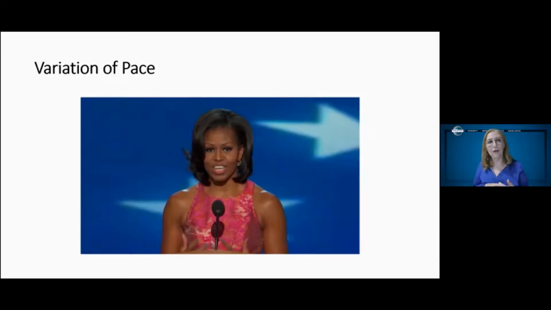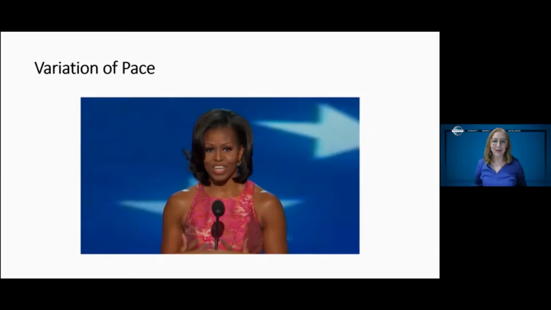So do take note when you're listening to a speaker, did they give variations of pace to add interest to their speech and also to signal to the audience that the slower, more metered pace is the important part of the speech?